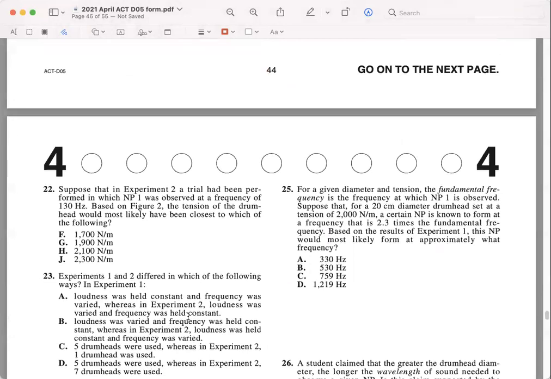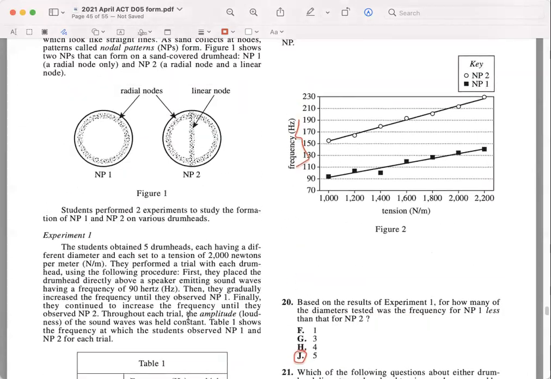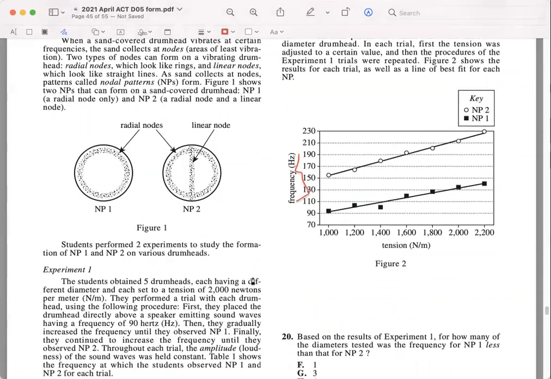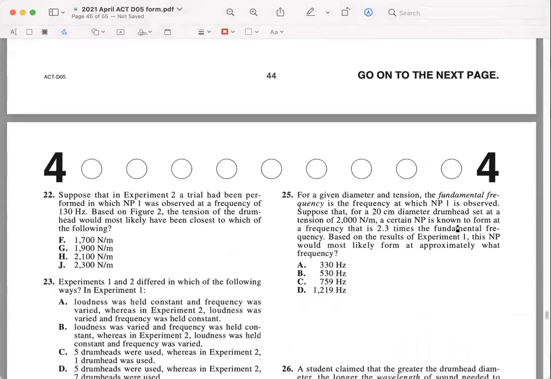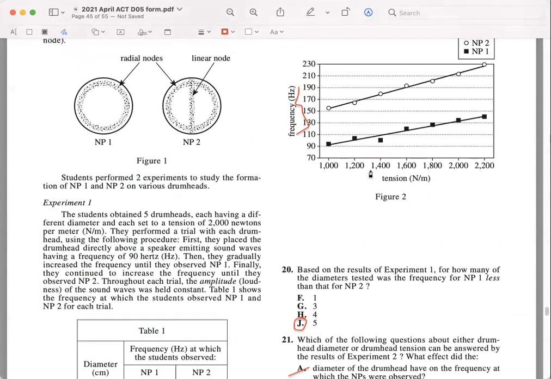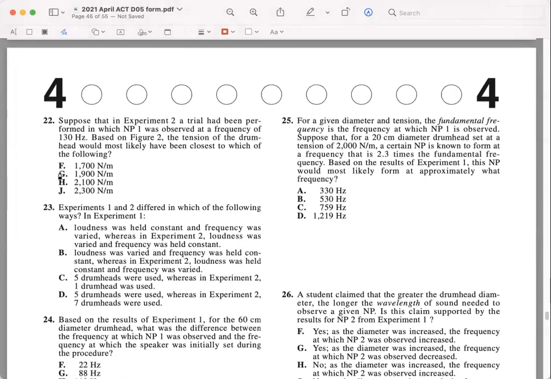Suppose that in experiment 2, a trial had been performed in which NP1 was observed at a frequency of 130 Hertz. Based on figure 2, the tension of the drumhead would most likely have been what? So NP1 at 130 Hertz. Do I have to look at the line of best fit? Yes, I think I'll just go with the line of best fit. So that's just here, this one. That point is about 1900, so 1900 would be the best answer.